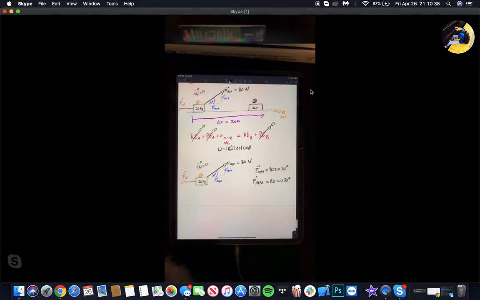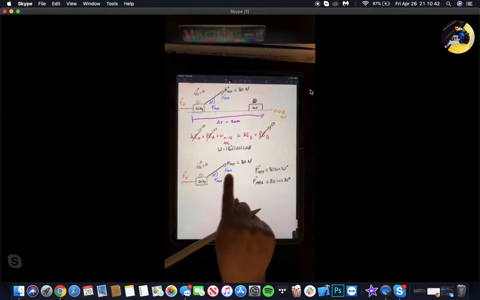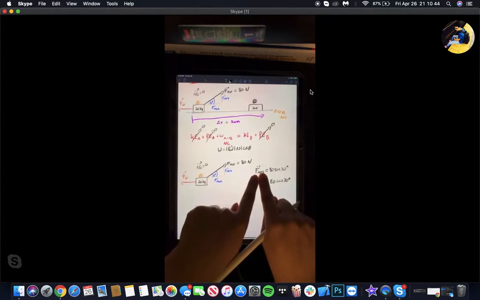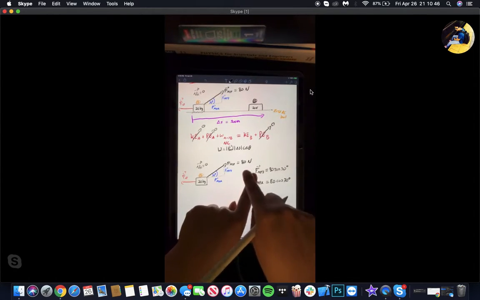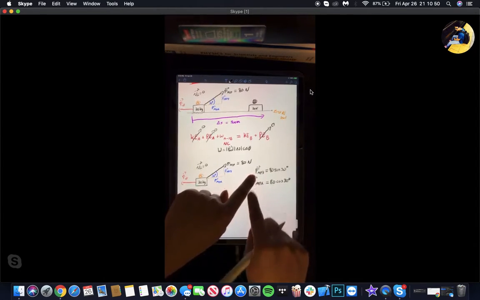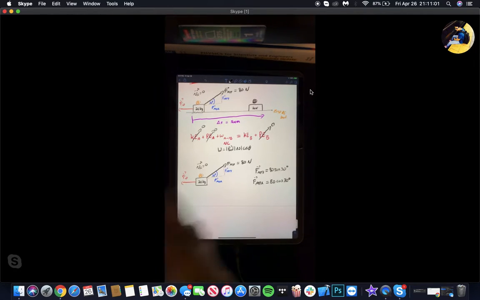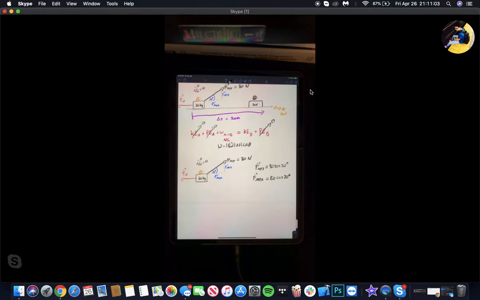Remember, sine is opposite over hypotenuse, so it'll be F applied over 80, and we'll multiply 80 on both sides. All right, we got it. So now, that's the only angle that we had to break down.